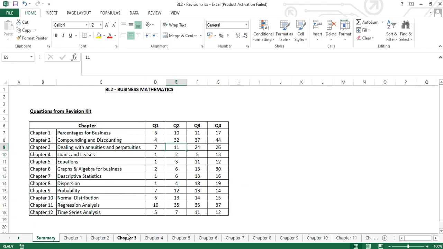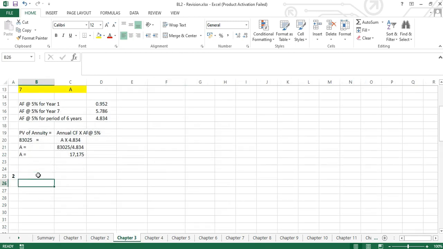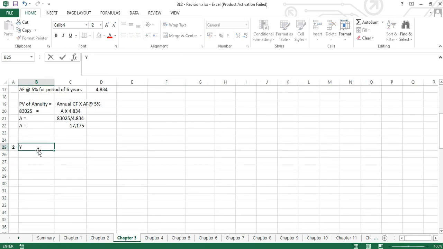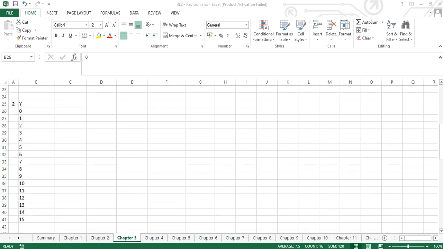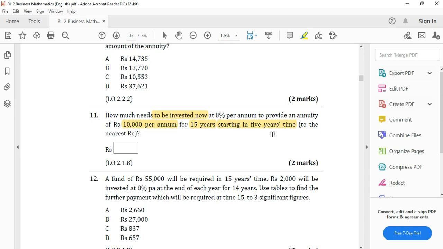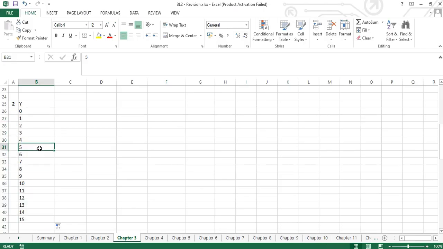To understand that, let's first, as done previously, map out the years. So 0, 1, 2, and let's go up to 15. Right. So if the annuity of 10,000 rupees starts in the 5th year, the 5th year is this year. So 10,000 starts here.